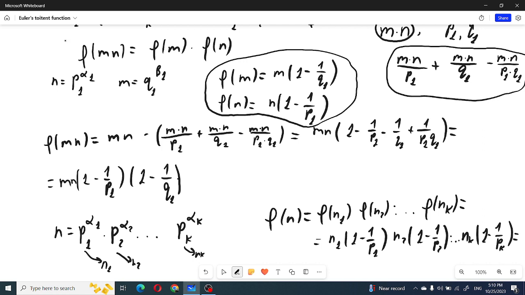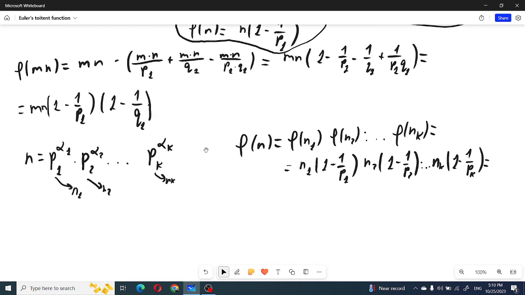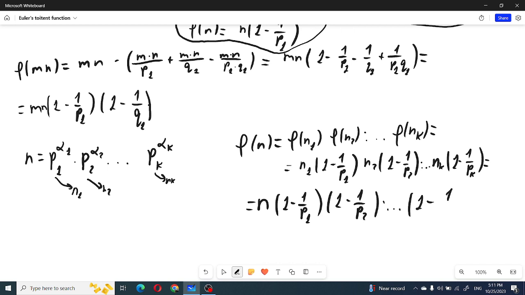And clearly this is what we wanted to show, because the whole number n1 times n2 times up to nk equals n, so we get n times (1 minus 1 over p1) times (1 minus 1 over p2), up to (1 minus 1 over pk). And now we have proved Euler's totient function formula for every positive integer n.